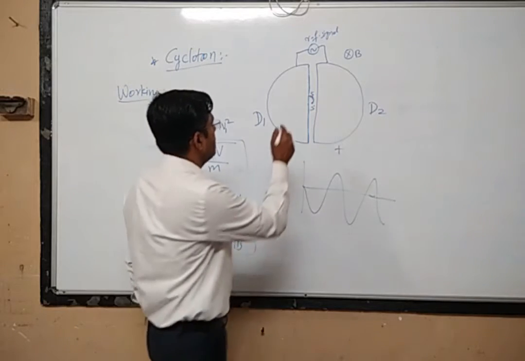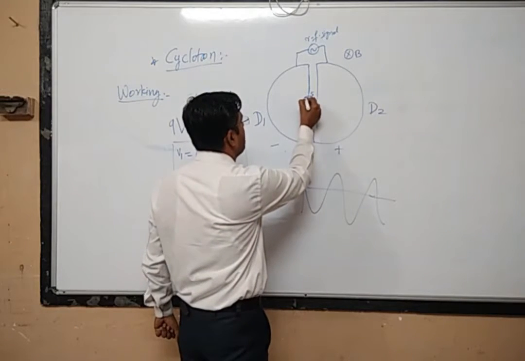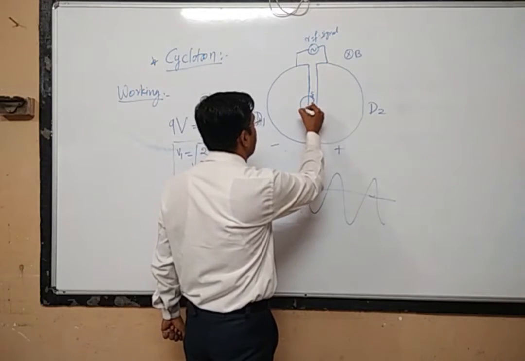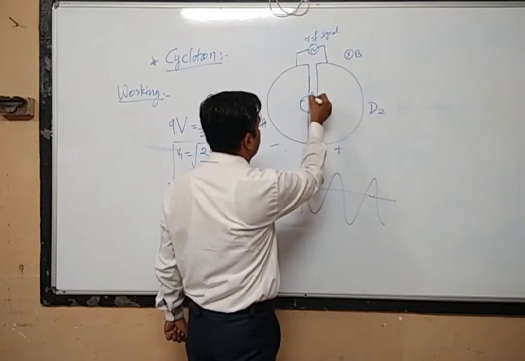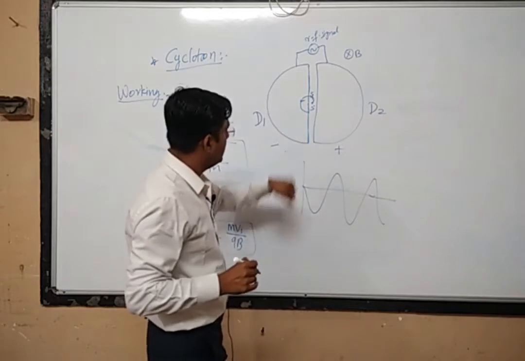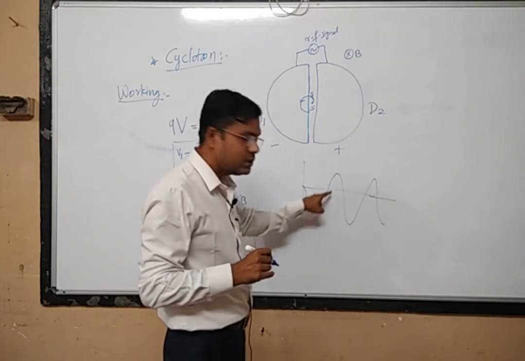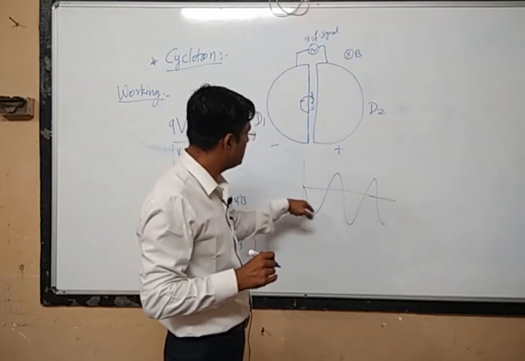Now the charged particle is travelling with a radius r1. It is coming in this particular direction, so this will be the direction of the circular path. But at the same time this voltage is also changing.